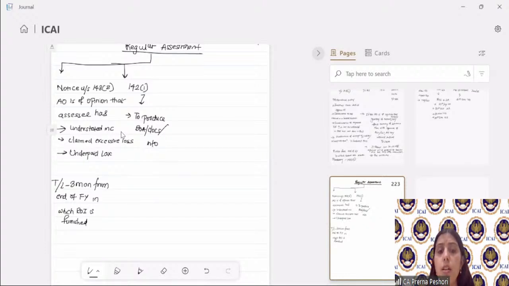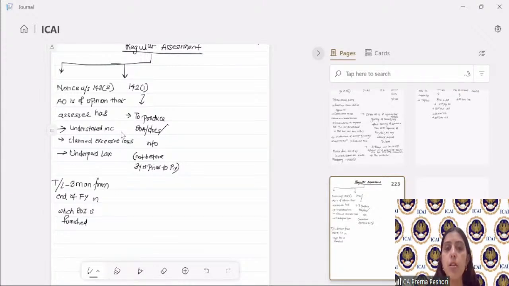But the books of accounts will not be for more than 3 years prior to the previous year. Not before 3 years prior to your previous year. So in scrutiny assessment, the assessing officer cannot ask for more than the past 3 years' books of accounts.